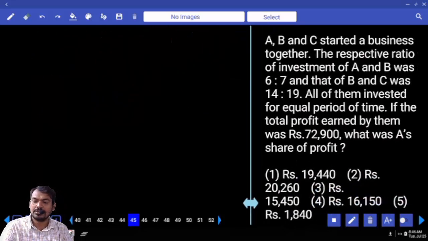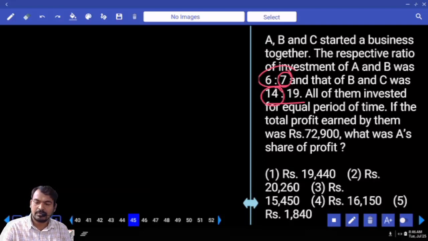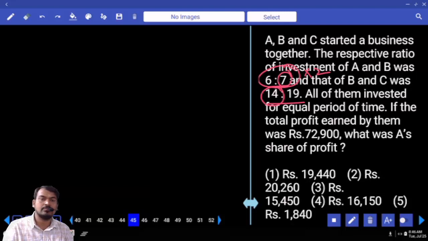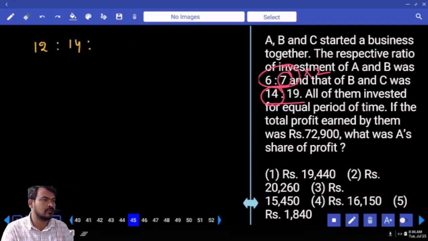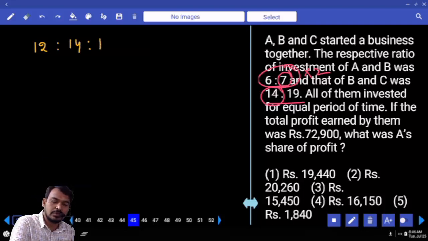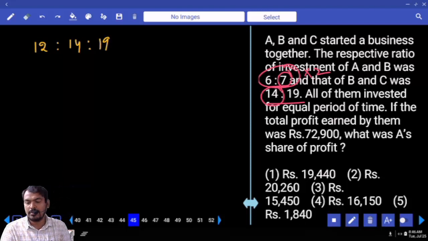What is the investment ratio? A and B is 6:7. What is B and C? 14:19. What is B in the first case? 7 parts. In the second case, 14 parts. Then the first ratio is multiplied by 2. 2 sixes are how much? 12. 2 sevens are 14. So 12:14, the same as 6:7, giving 12:14:19.